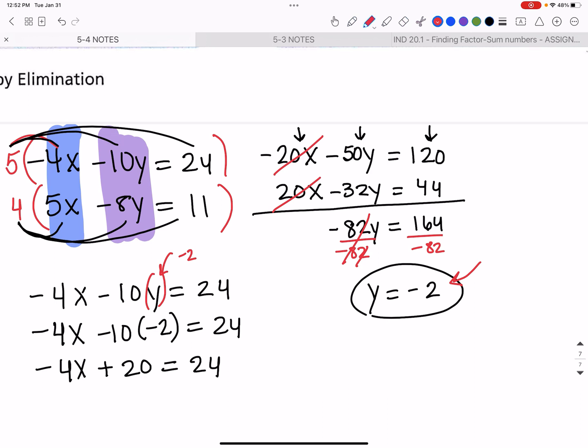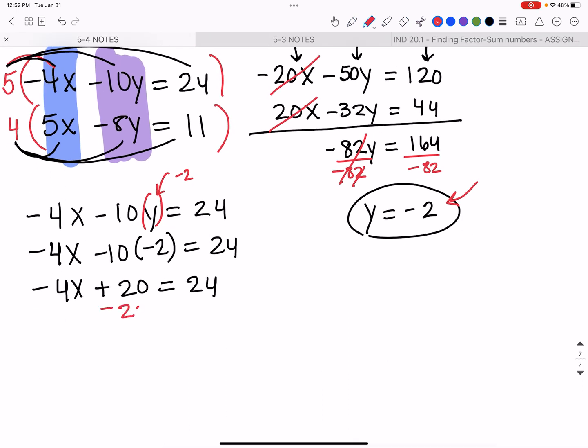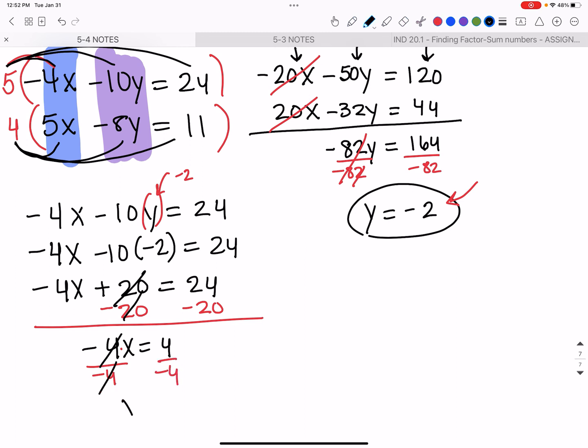I'm going to subtract 20 from both sides because I want to get x by itself now. And when I do that, I get negative 4x equals 4. Again, I still want to get x by itself. It's attached by multiplication, so I do division. I divide by that negative 4. That reduces to 1 or goes away, and I get x equals negative 1, and that's the other half of my answer. So with 2 variables in the problem, you need to have an x and a y as the answer.